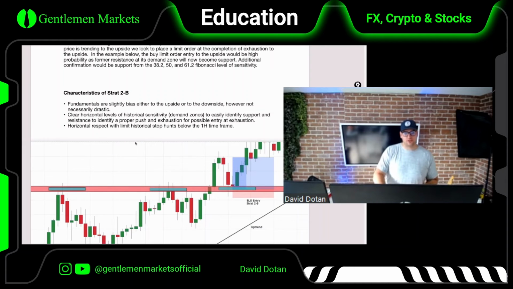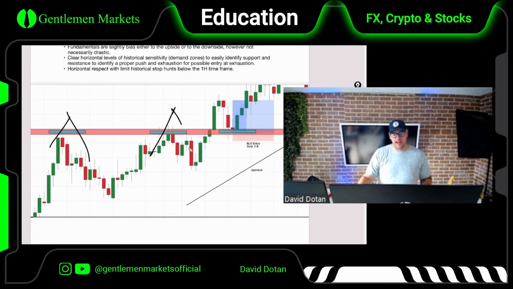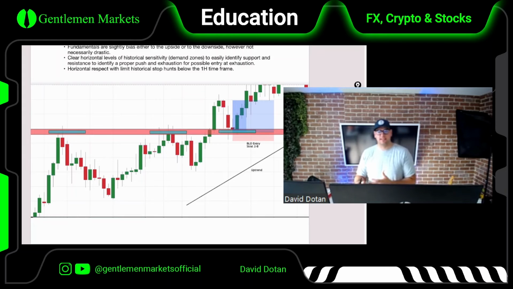Okay, horizontal respect with limited stop hunts. Again, for example, if we have a stop hunt here and a stop hunt here, there's a probability that there's going to be a stop hunt here. So we have to understand that if there are stop hunts at previous contacts of an area of sensitivity, our probability of success drastically lowers. Okay, so we have to see actual sensitivity at that level.